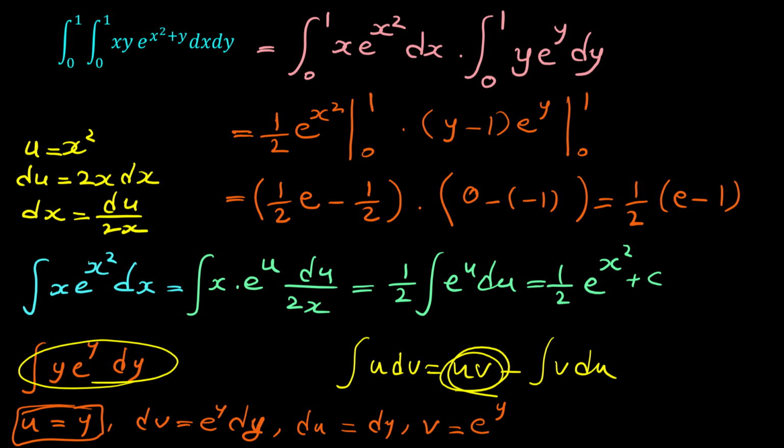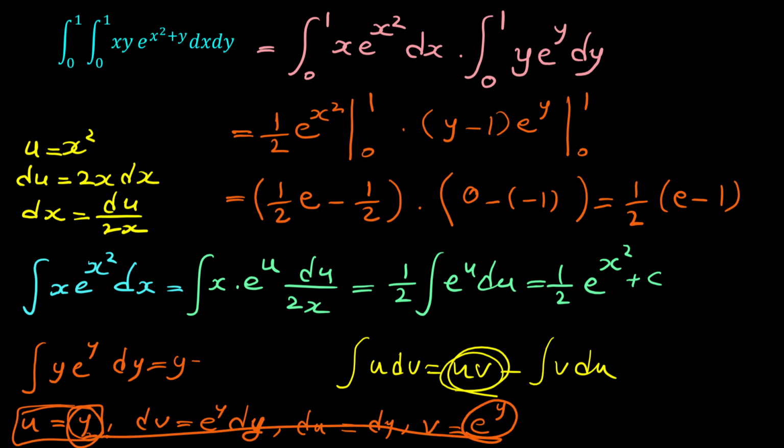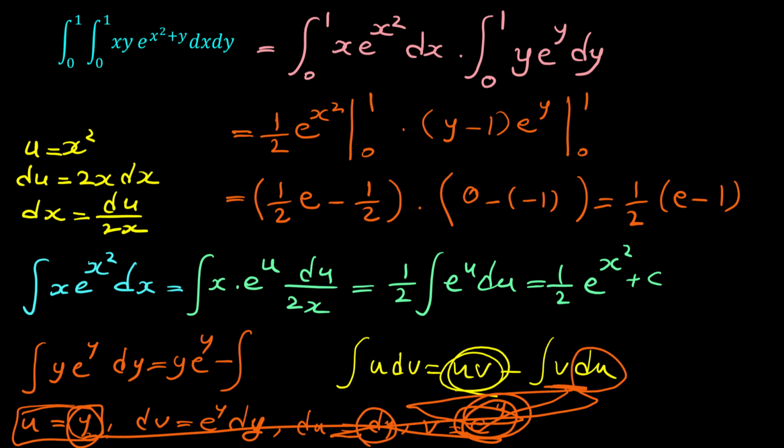What is uv here? uv equals y times e to the y. So we have y e to the y minus the integral of v, which is e to the y, times du. du is dy. So we have e to the y dy.